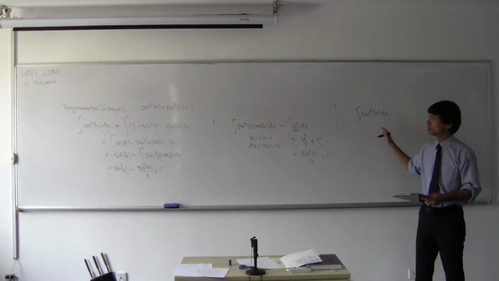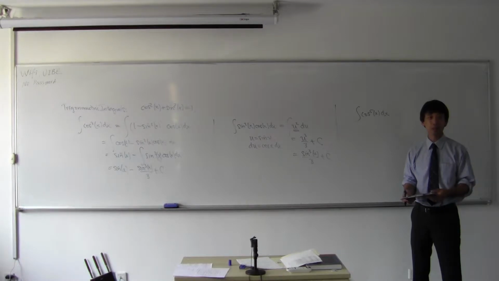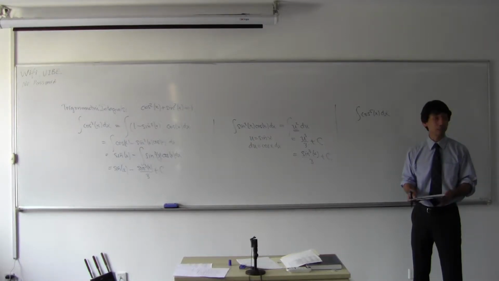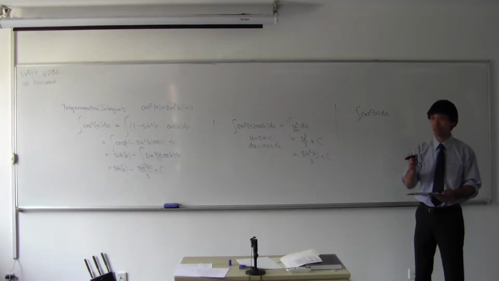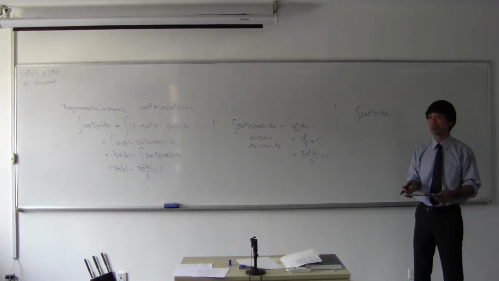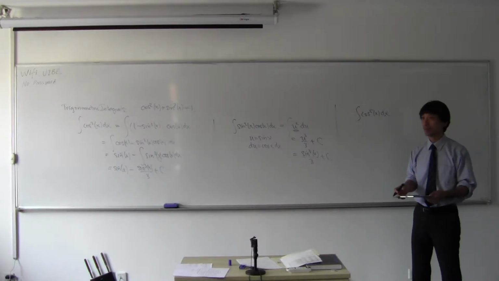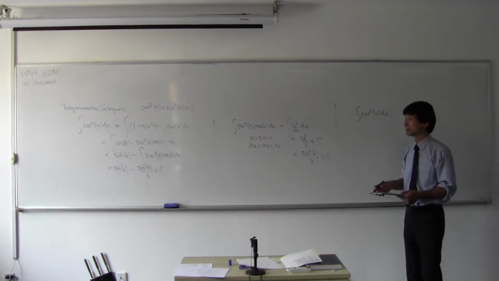What if you had something like this? Just now we did cosine cubed. What if you had cosine to the 5th? Does anyone see how we could do basically the same thing? You just do the same thing. You just times 1 minus sine squared, times the same 1 minus sine squared.